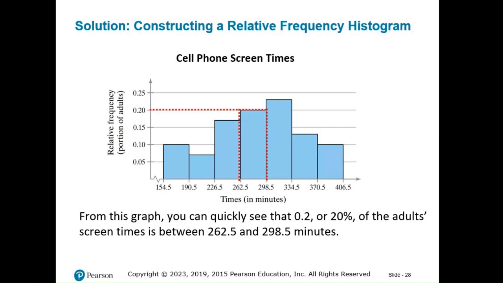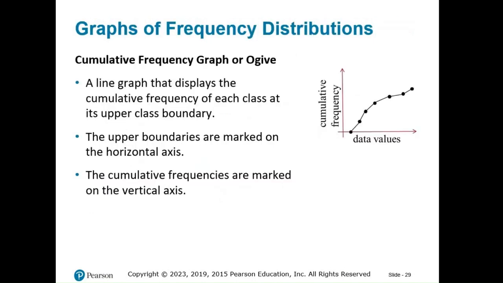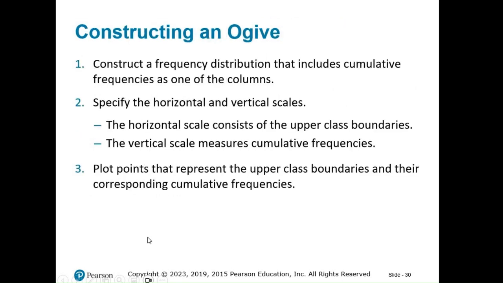Last but not least, let's talk about ogives. Ogives are also called cumulative frequency graphs because they specifically show information about cumulative frequency. An ogive is a line graph that displays the cumulative frequency of each class at its upper class boundaries. This means that upper class boundaries are marked on the horizontal axis, and the cumulative frequencies are marked on the vertical axis. Here's how we do it.